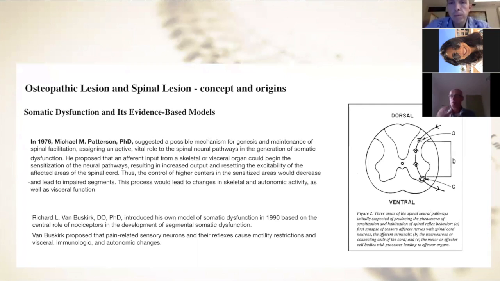sensitization, although actually Korr had that concept as well, the idea of symptom sensitization as well. And of course, Busnick developed upon that and developed the concept of sensory neurons and their reflexes causing motility restrictions and visceral, neurological, and autonomic changes. So we're going beyond the realm of just purely the physiology in terms of the fluid dynamics, but going on to in terms of the actual humoral and neurological and autonomic parameters and points that are very relevant to our idea of what we need to sense today.